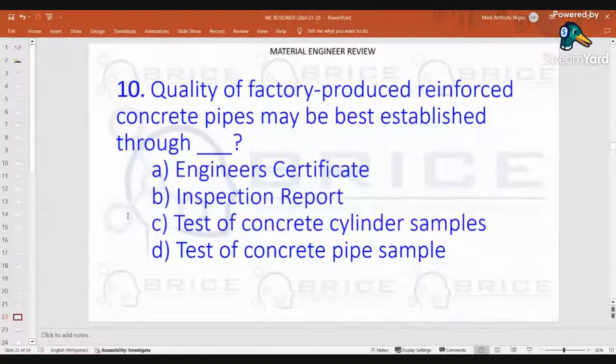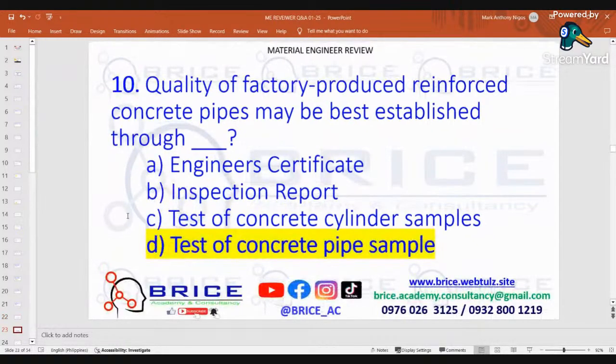Number 10. Quality of factory produced reinforced concrete pipes may be best established through what? A, engineer certificate, B, inspection report, C, test of concrete cylinder samples, D, test of concrete pipe samples. The answer is D, test of concrete pipe samples. Quality of factory produced reinforced concrete pipes may be best established through test of concrete pipe samples.